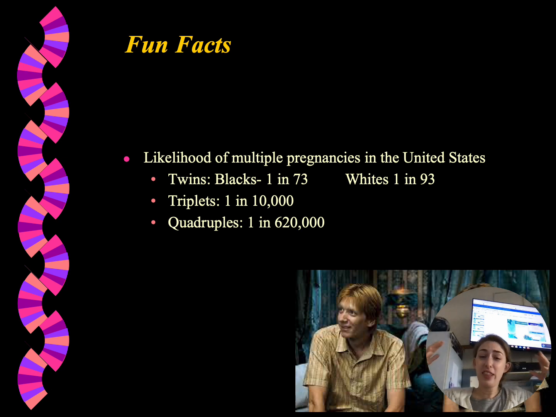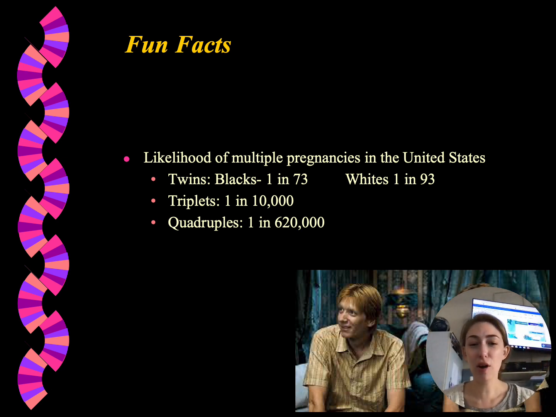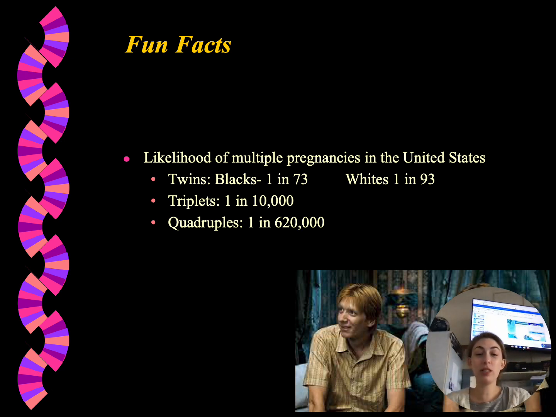Now, back to fun things, because we talked about a little bit of sad and scary things. Fun fact, there are increased chances of having multiple pregnancies or twins. If you are white, you have a 1 in 93 chance of having a twin, versus blacks, you have a 1 in 73 chance. Isn't that wild? Triplets are a 1 in 10,000 chance, whereas quadruplets are a 1 in 620,000 chance.